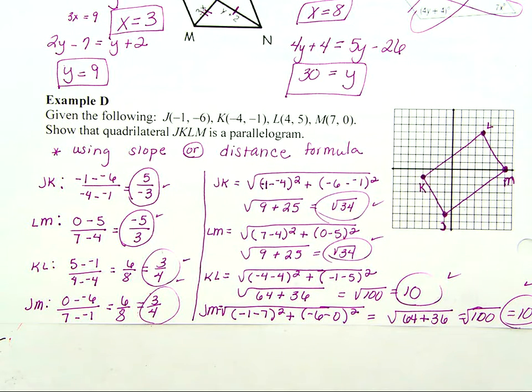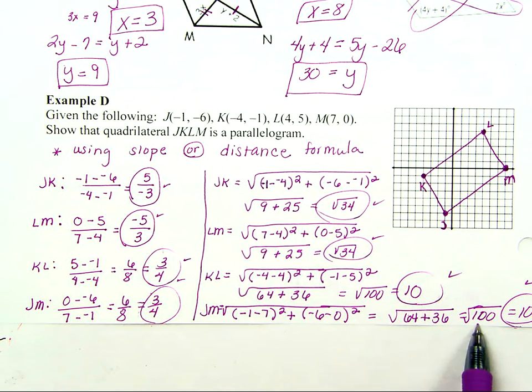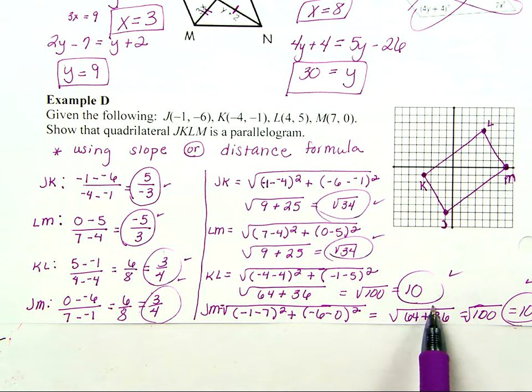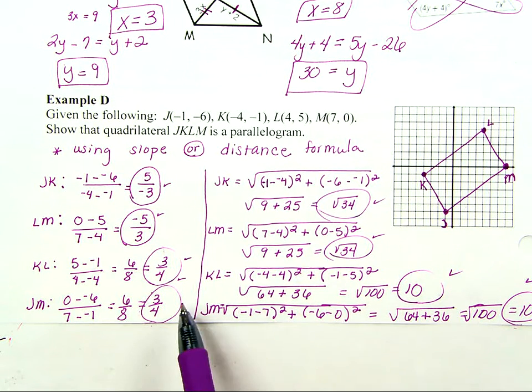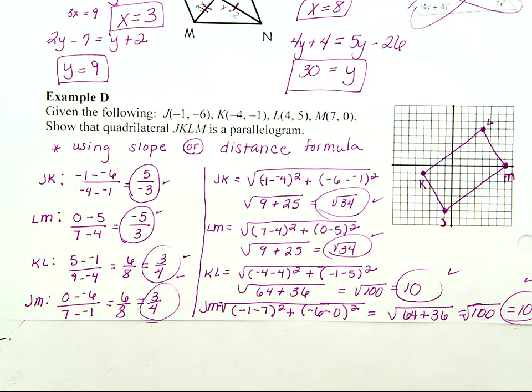Now, if I show all of my opposite sides are congruent, I have shown that JKLM is a parallelogram. If it would so happen that one of these would come out different, or that my slopes were different, that would show that it is not a parallelogram, and that's the conclusion that you would draw.